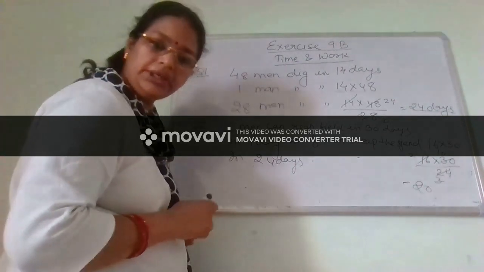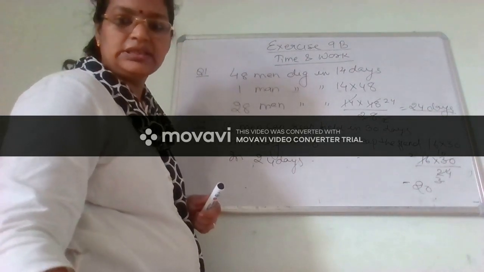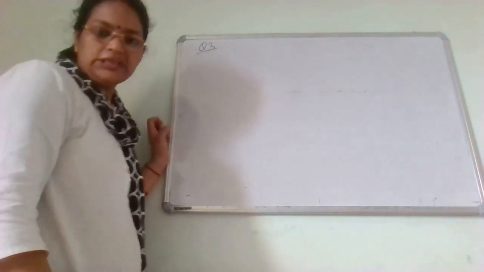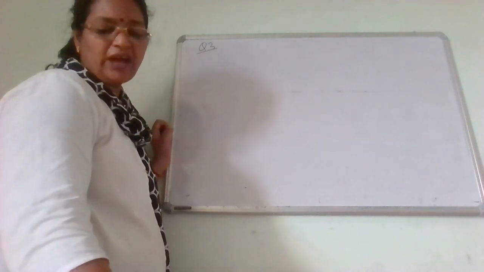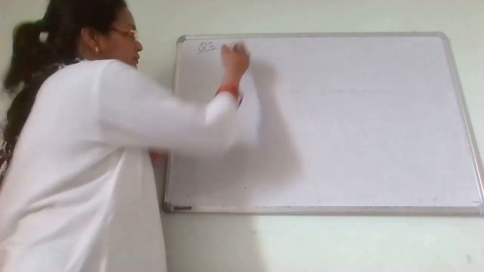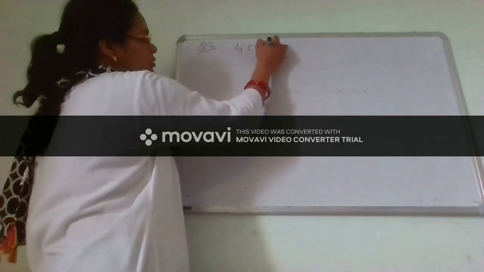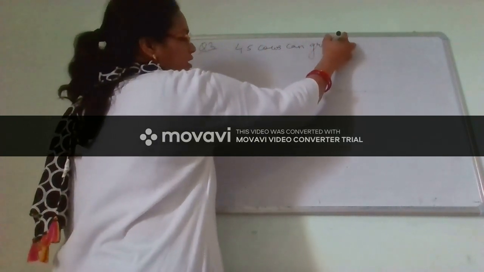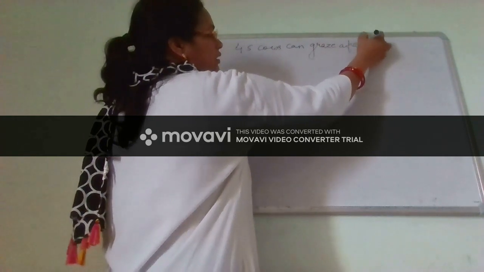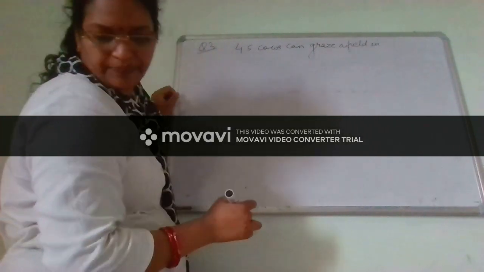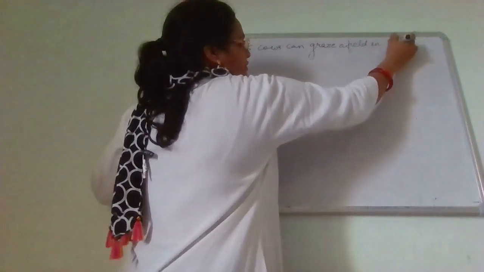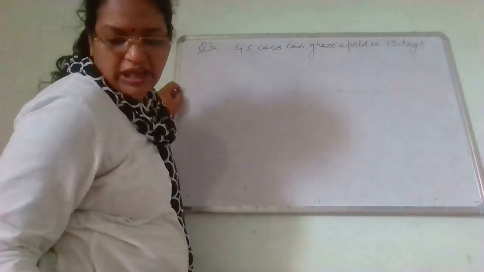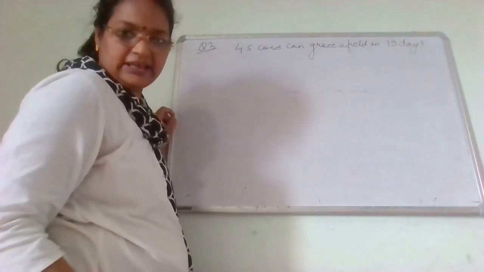Similarly, question number 3 also is the same. In question number 3, what does the question say? 45 cows can graze a field in 30 days. 45 cows can graze a field in how many days? 13 days. So, what is the question? How many cows will graze the same field in 9 days?